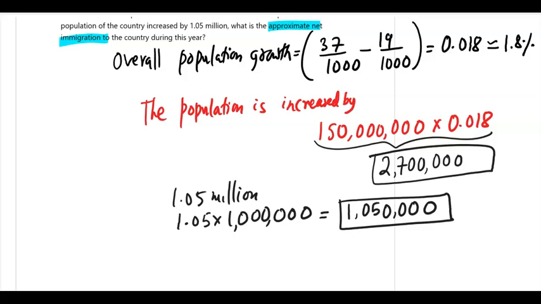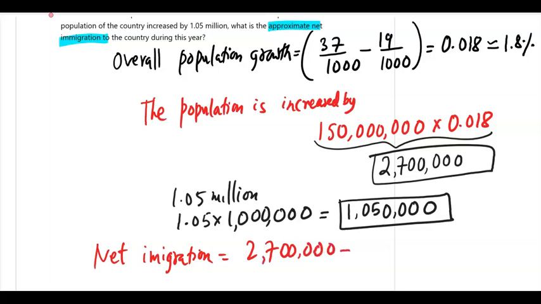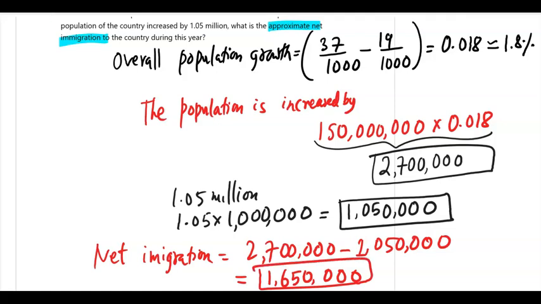So net immigration to the country is going to be 270,000 minus 1,050,000, and when you subtract, you get the net immigration, which is 165,000. That's the net immigration. Okay.